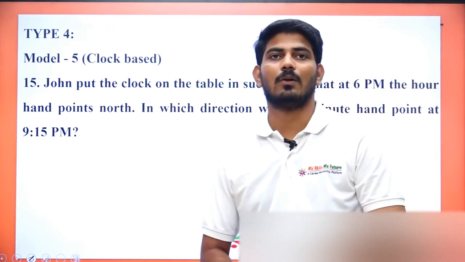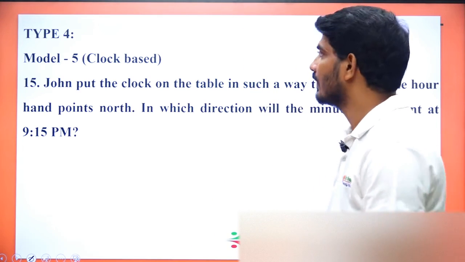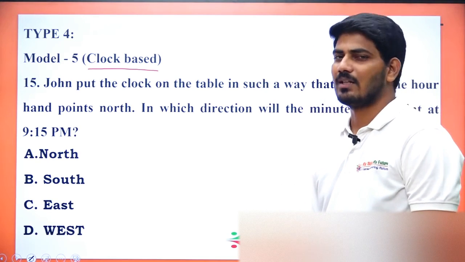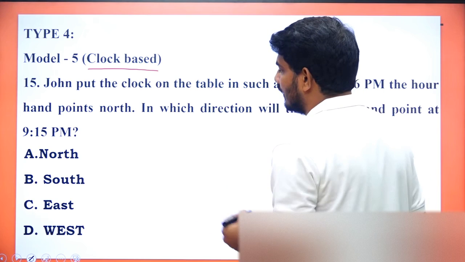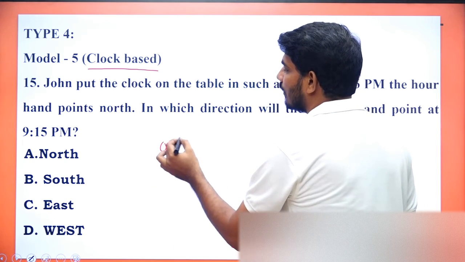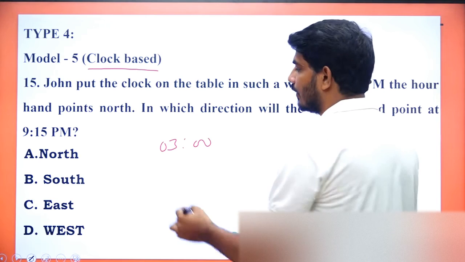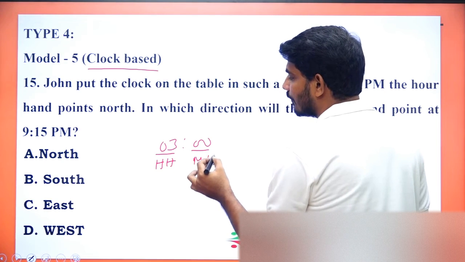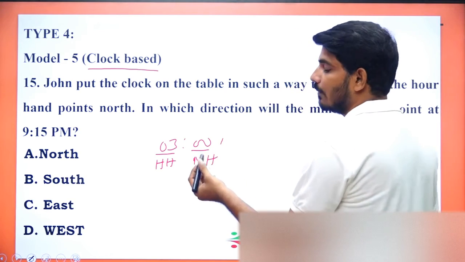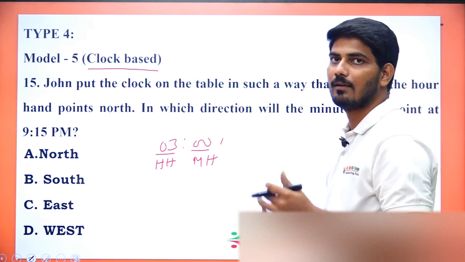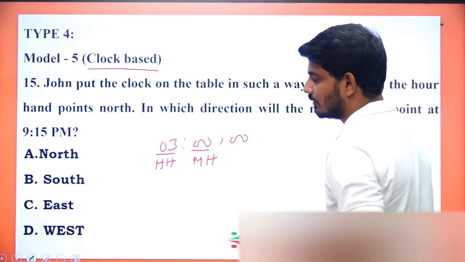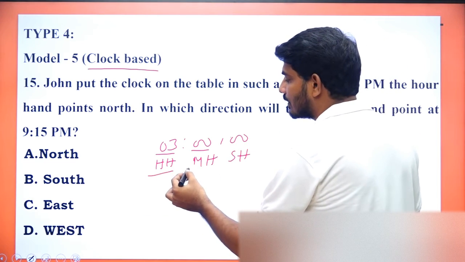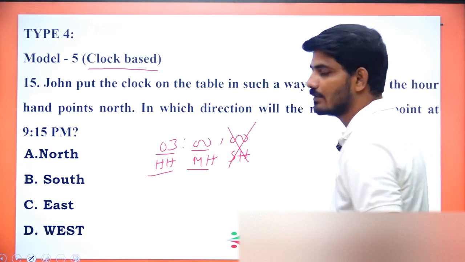Okay, the next model of problem is model 5, clock based problems. This is also a very easy question. Suppose at 3 o'clock, this will be the hours hand, this will be the minutes hand. In the clock we have 3 pointers: minutes hand, seconds hand and hours hand. But in this directions problem, we will consider only the hours hand and minutes hand, neglecting the seconds hand of a clock.